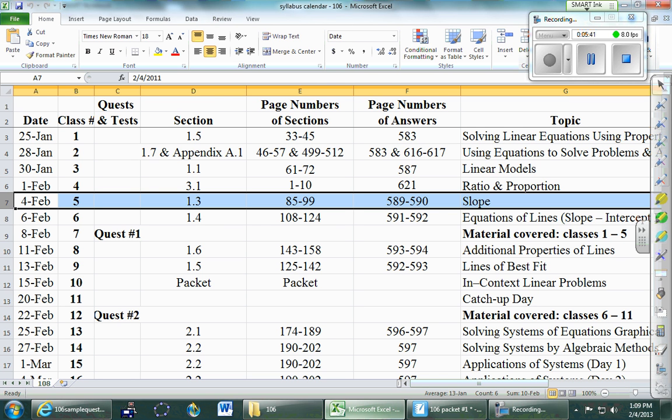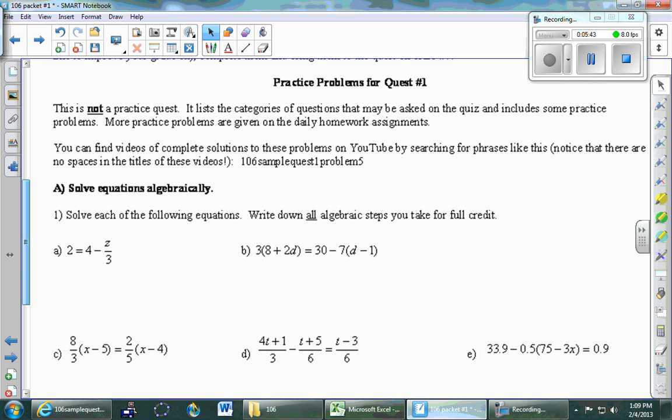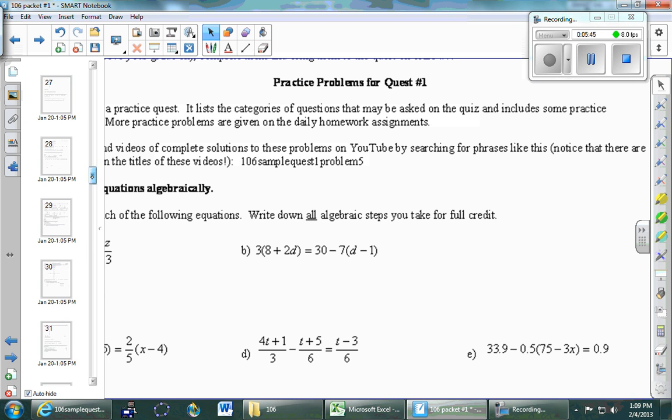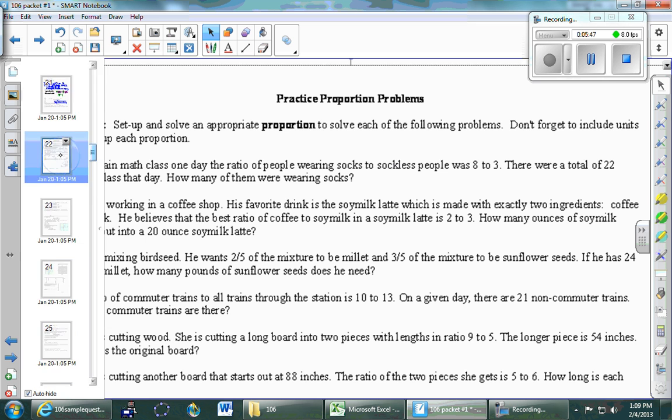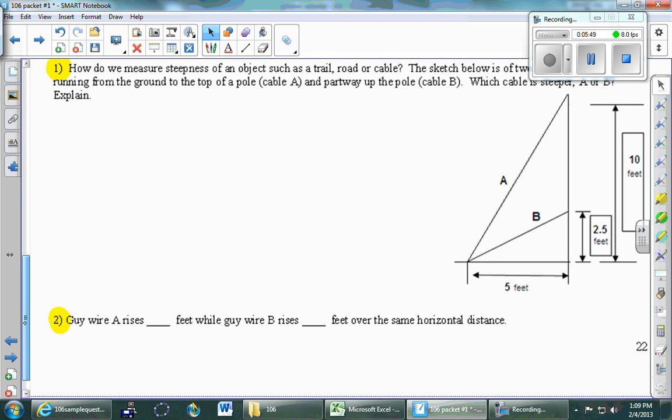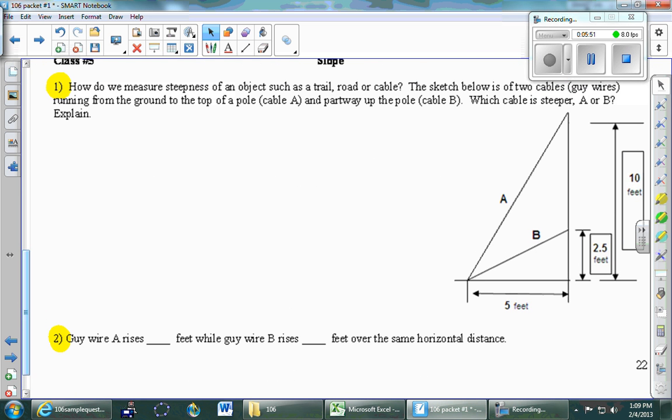Okay. All right, so we're here back on page 22. And today we talk all about slope. So there was this example that I think hopefully folks had a chance to look at. Which of those two guy wires is the steeper one, A or B? One vote for A. Any other votes? One more vote for A. Is it clear? I mean, it's clear A is steeper, right?